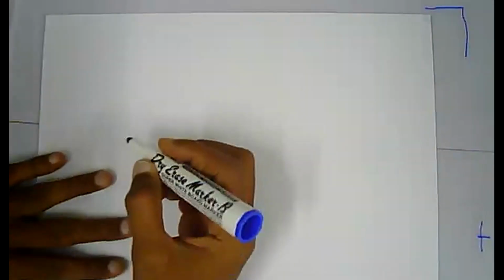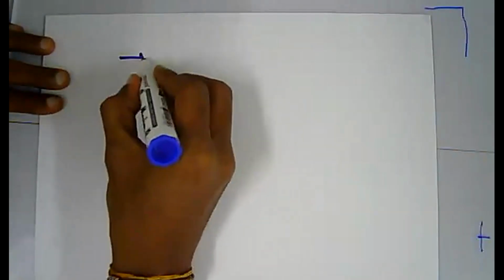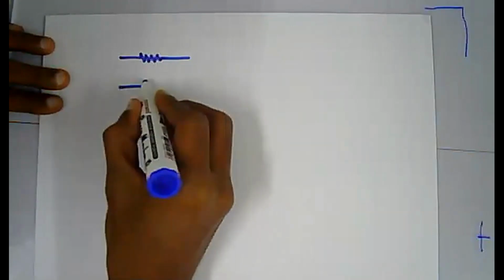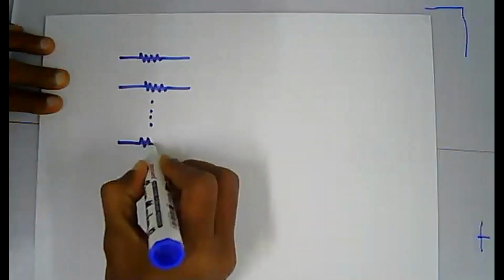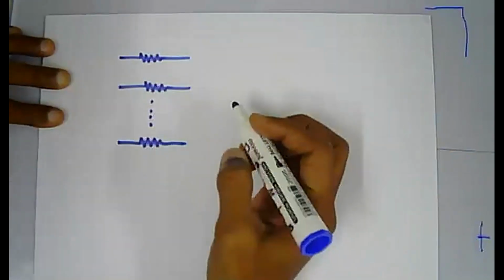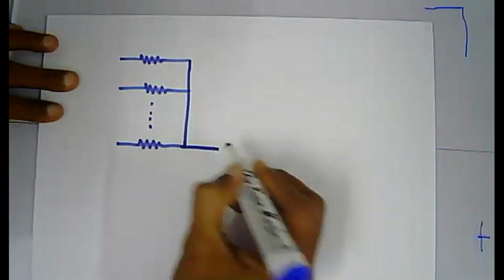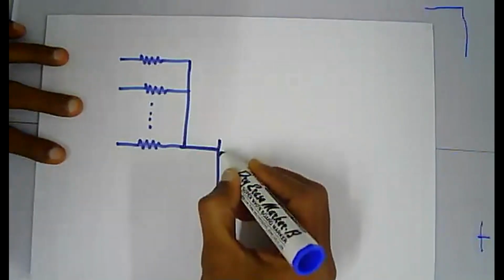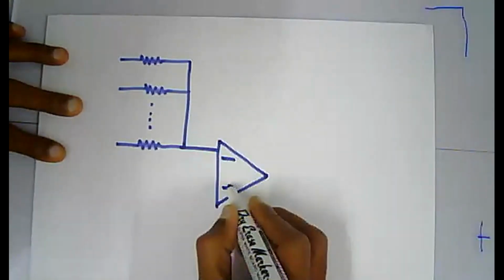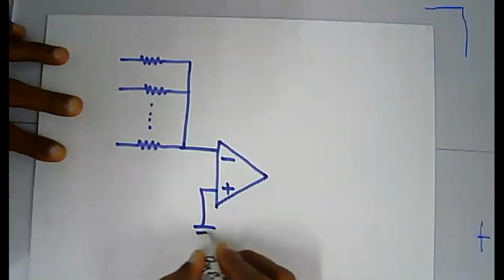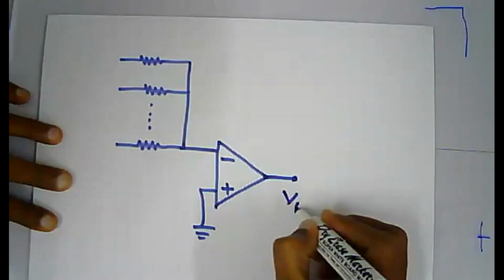Right, so I'll draw the circuit diagram now. There are 3 resistors. Actually, I'll put n number of resistors, not 3. We may have n resistors, all of them connected together, and then going into the inverting terminal of the operational amplifier, and the non-inverting terminal is simply grounded. So this is your V out.